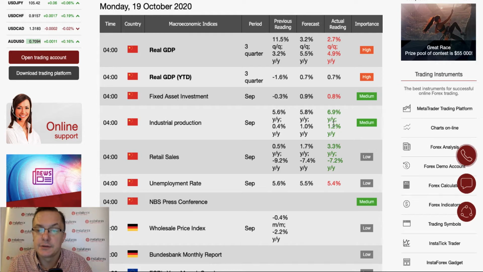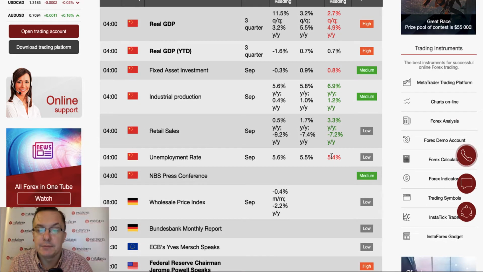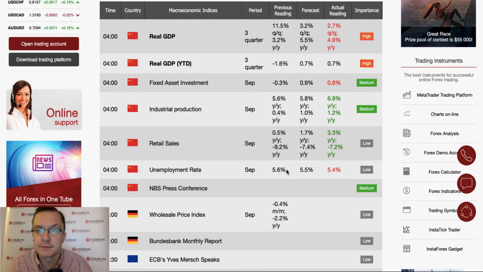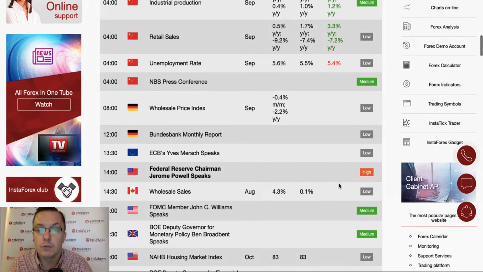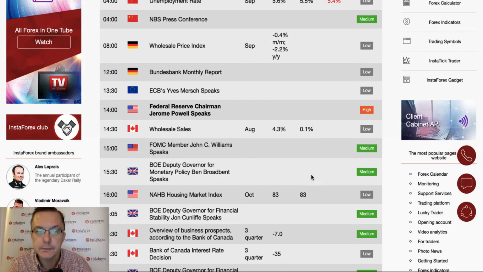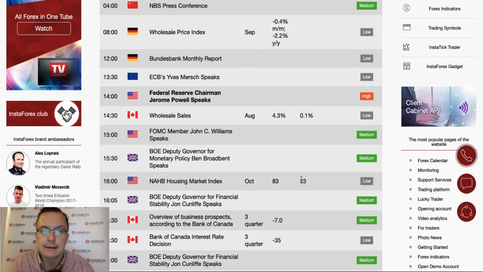And the industrial production is back up again, 6.9% against 4.6 in the previous month. So the industrial production is growing nicely. The unemployment rate is going down, so this is good news as well, because the previous reading was 5.6, now it is 5.4%. So what do we have next on the data calendar?